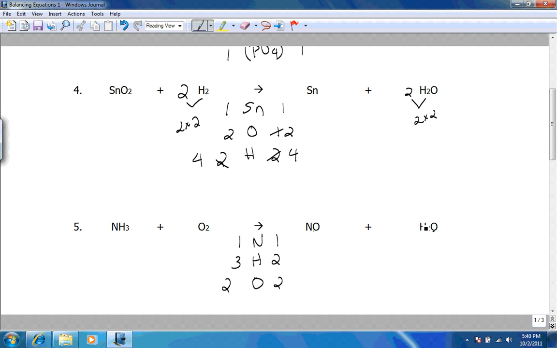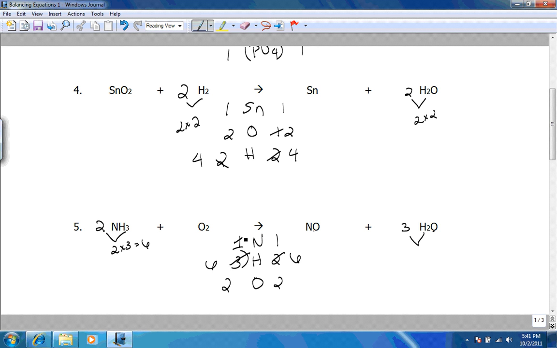Well, the lowest number that's divisible by both 2 and 3 would be 6. So we need to make both of these sides equal to 6. So if I look at this one, if I multiply this by 2, 2 times 3 is equal to 6. So we have 6 on this side now, and then 3 over here, because 3 times 2 is equal to 6. In the process, I actually messed up a whole bunch of stuff.